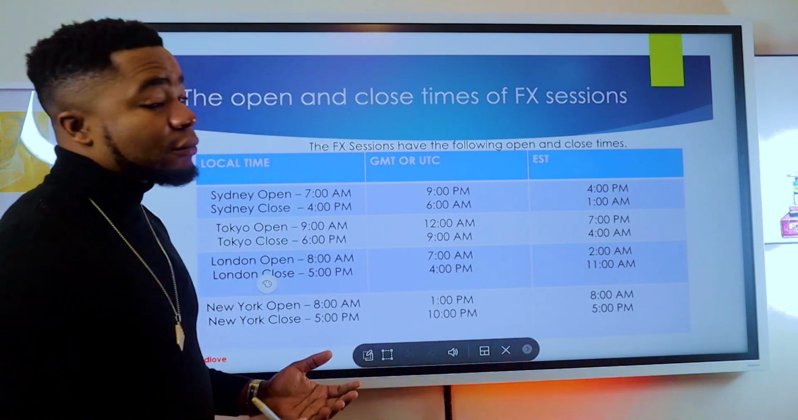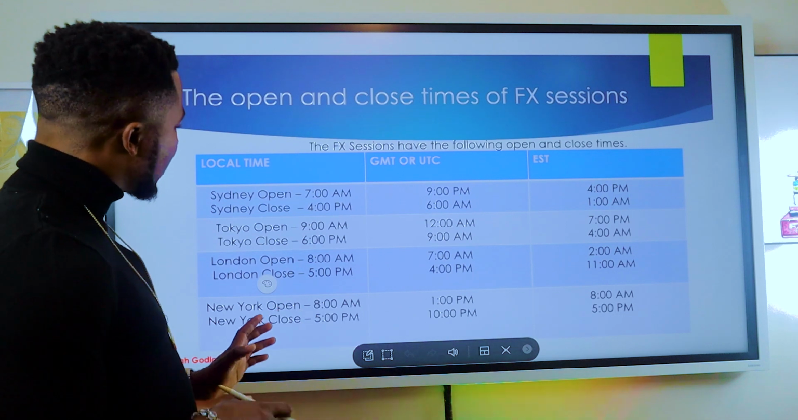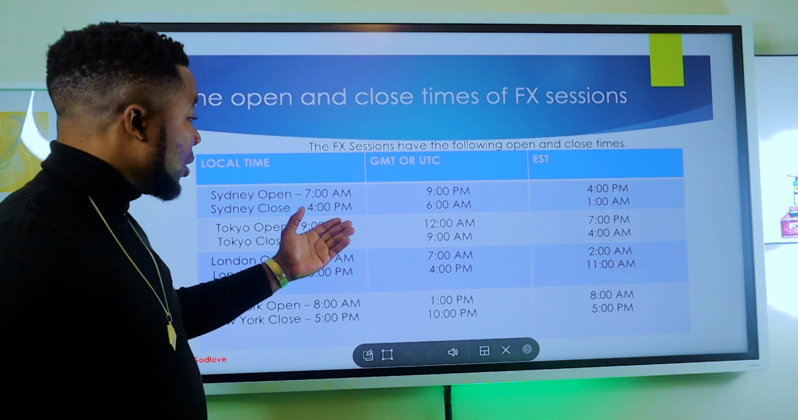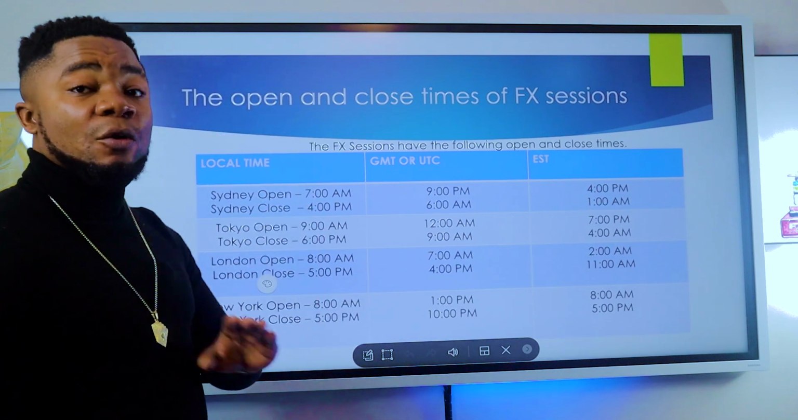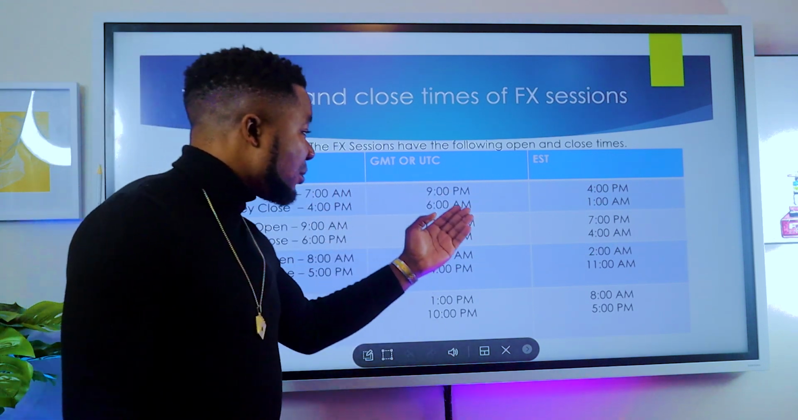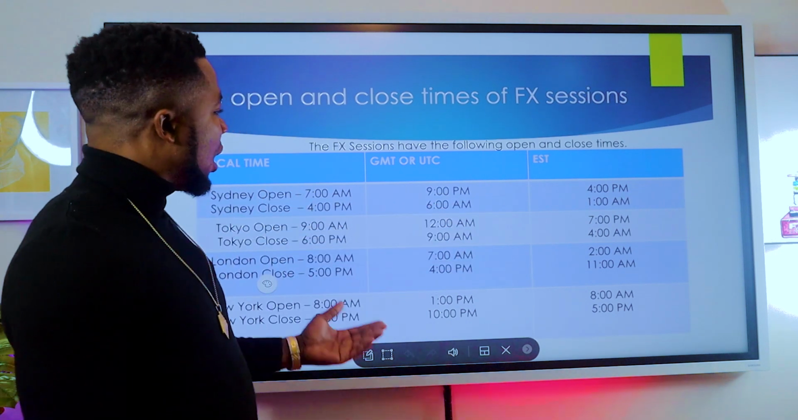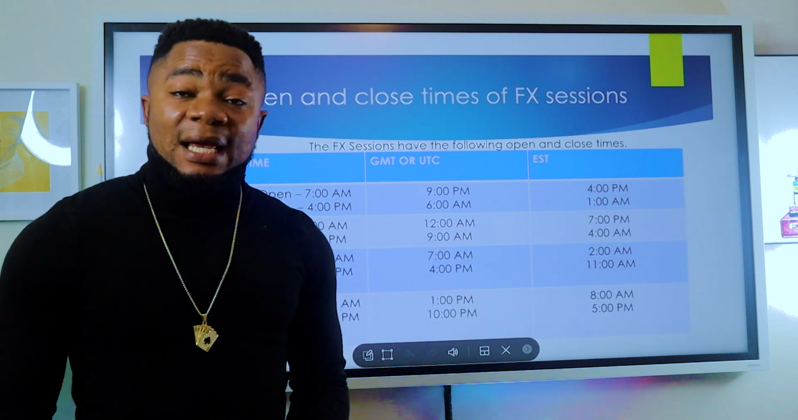For the Sydney session, the local time in Sydney or Australia is 7 a.m., so their market opens at 7 a.m. and closes at 4 p.m. Australian time. In GMT, 7 a.m. in Australia is the same as 9 p.m. GMT, and 4 p.m. in Australia is the same as 6 a.m. GMT.